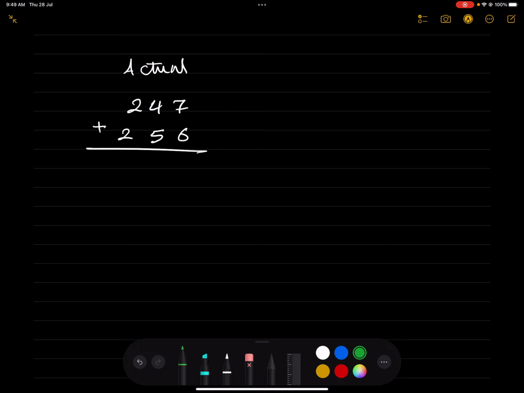So we get 7 plus 6, it's going to be 13. I'm going to write the first digit, 3, and you have to carry 1 to the tens place. So it's going to be 5 plus 5, it will be 10. So 0 and carry 1. So it will be 3 plus 2, so it will be 503. So the real number is 503.